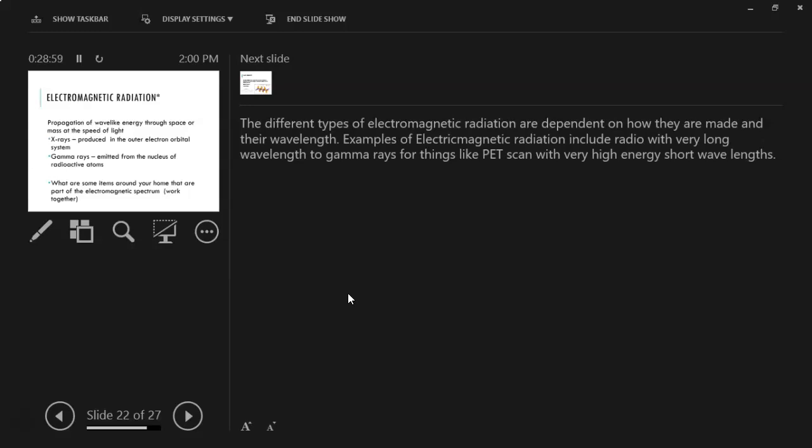So what are some items around your home that are part of the electromagnetic spectrum? What can you think of in your home that has to do with wavelengths? Microwave. Radio, television, a remote control. Yeah, probably.